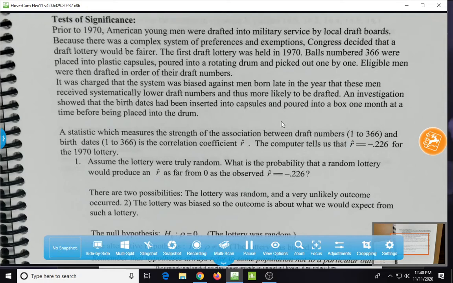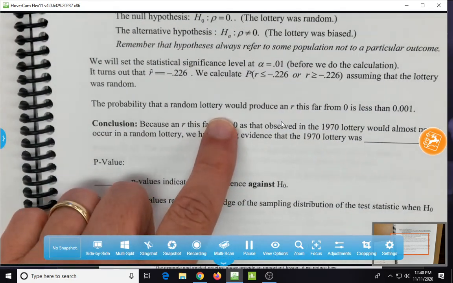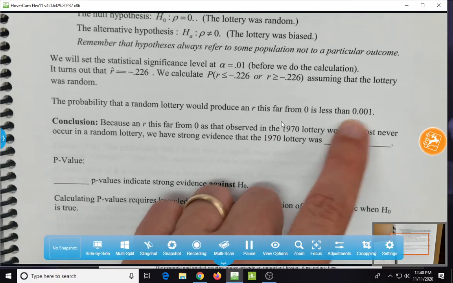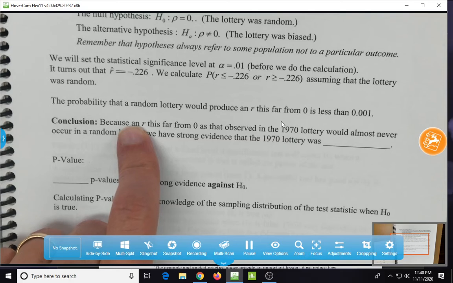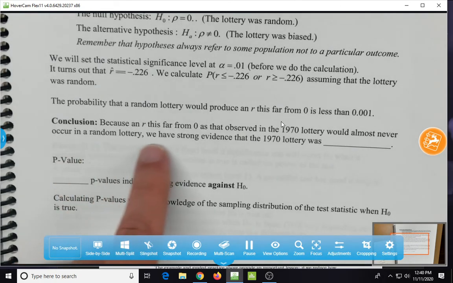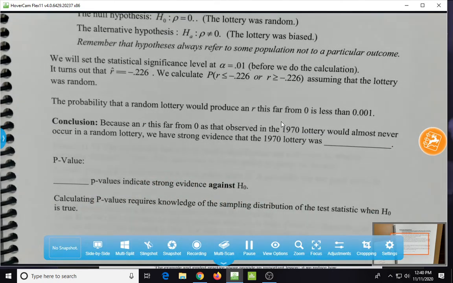So we're not using any of the big 5 statistics. We're just going through the process of how this might work out. Well, you calculate the p-value, and it's much, much less than 0.001. And so we would do what to the null hypothesis? Reject it. Because this is so far from zero, the outcome observed in the 1970 lottery almost never occurred in a random lottery. We have strong evidence that the 1970 lottery was rigged. It wasn't rigged; it was just biased.